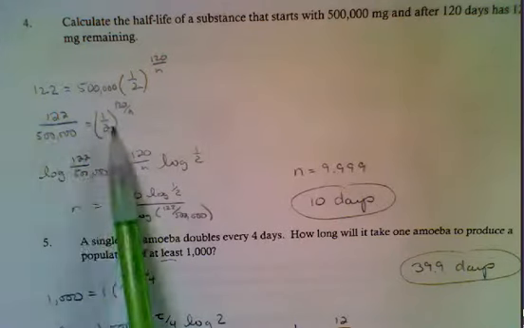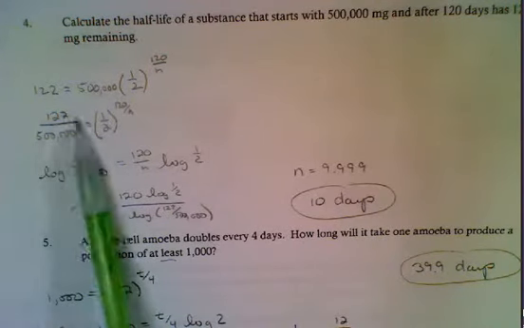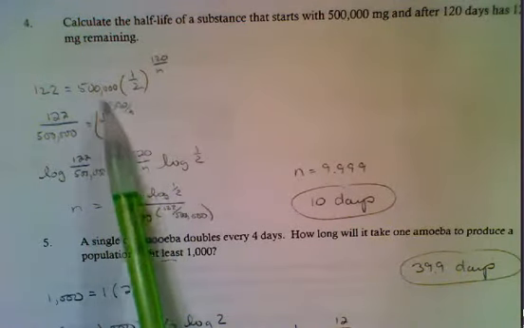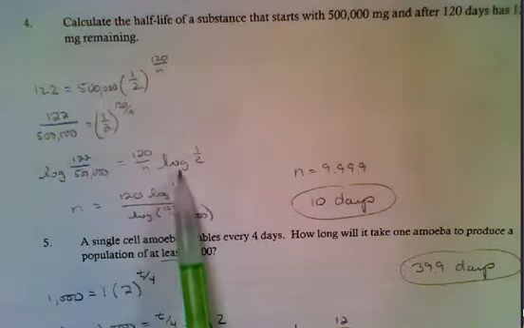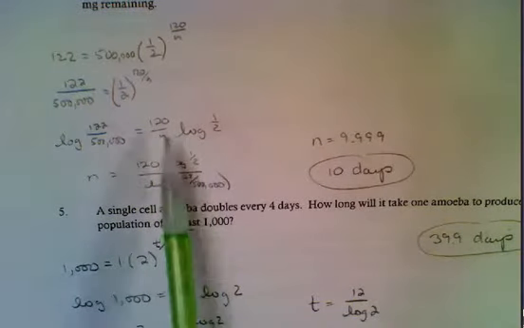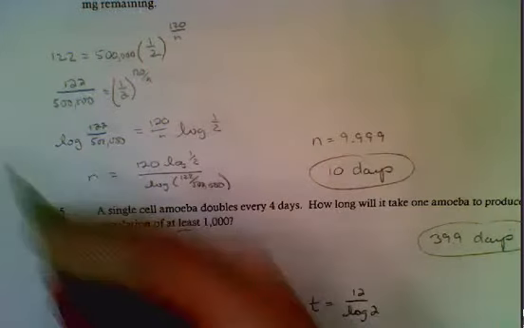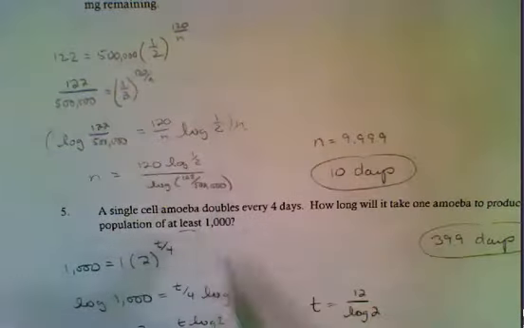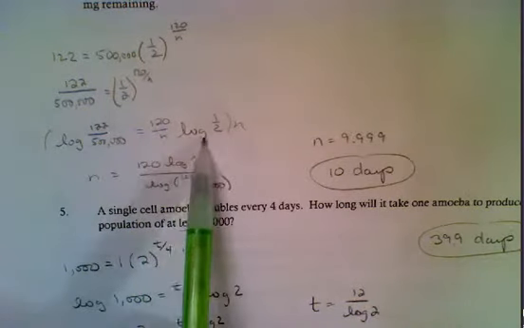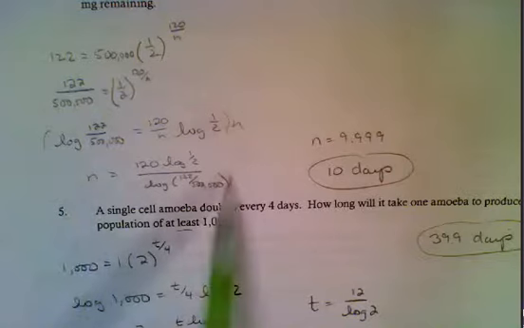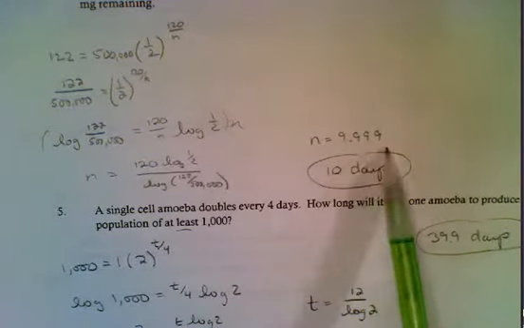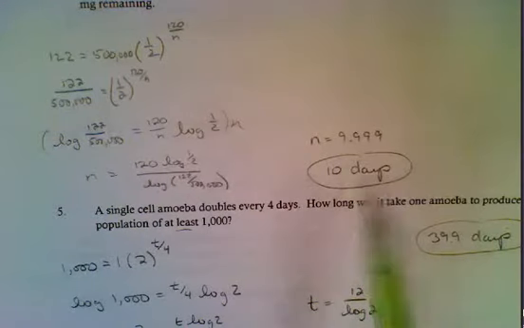Take the common log of both sides. So it's the common log of this equals the common log of this. And then you use the power property and bring that 120 over N out in front of that log. And that allows you to solve for N. So if the N's down here, most of you decided you wanted to multiply by N. And so when you do that, you get N times all of this. So then you have to take 120 log of 1/2 and then divide by this logarithm. So again, you just type that in your calculator. You get 9.999, which I just rounded to 10 days.